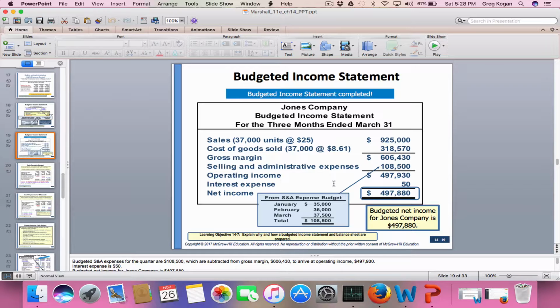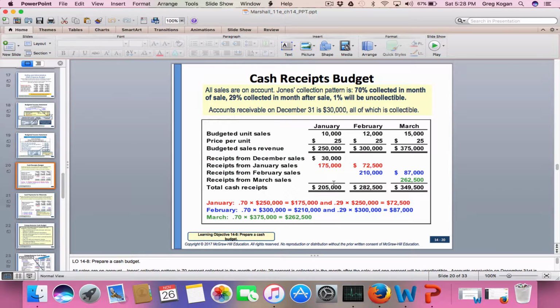We have sales, we have cost of goods sold, gross margin, selling and administrative expense, operating income, and net income. This is basically a budgeted income statement for the coming quarter, essentially. So that is something that people do for their business in order to really get comfortable with what's going to happen in the next quarter.